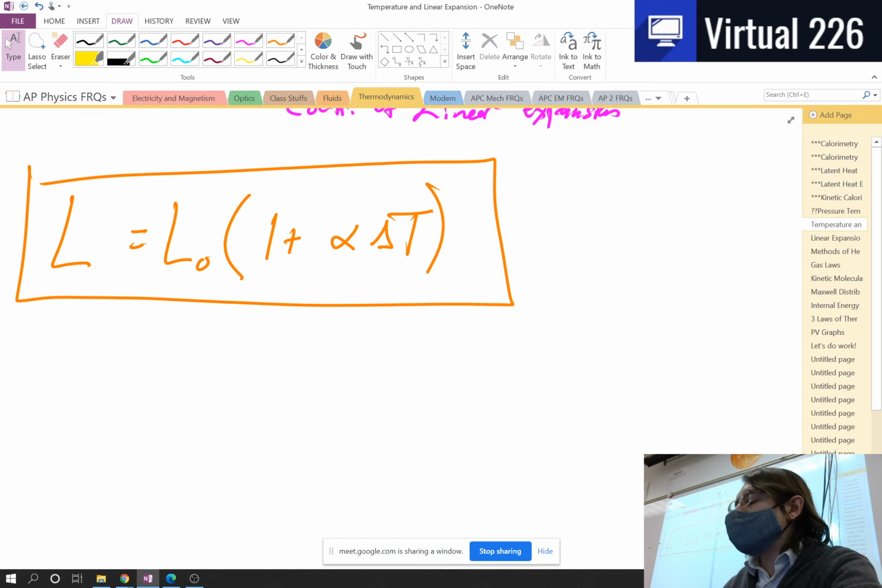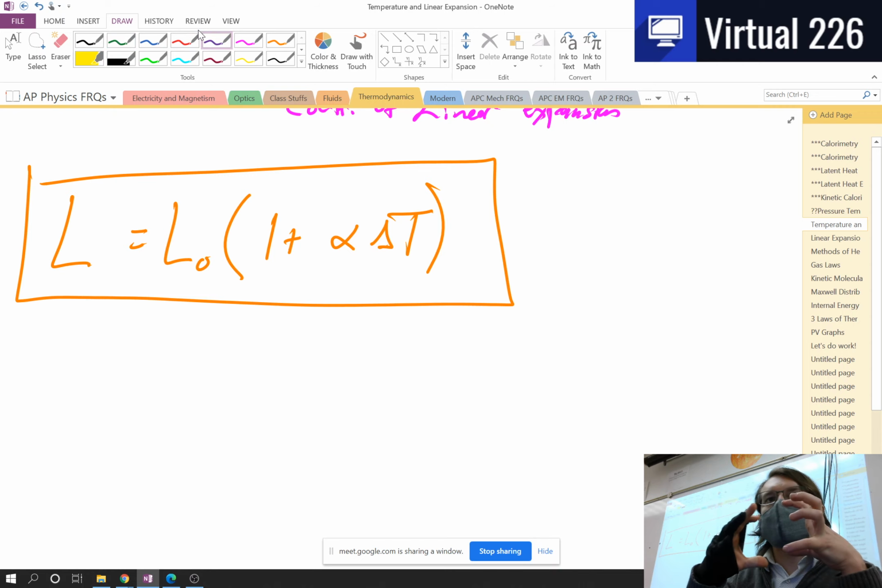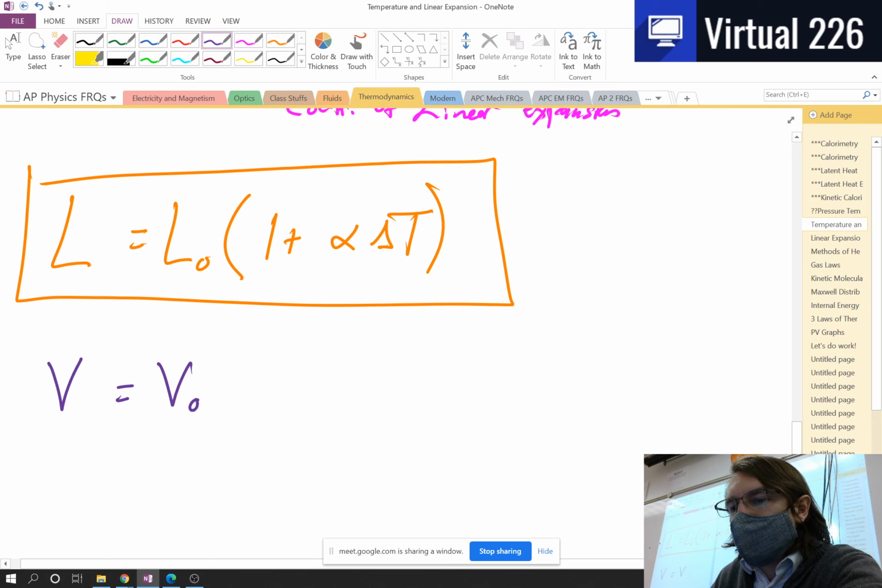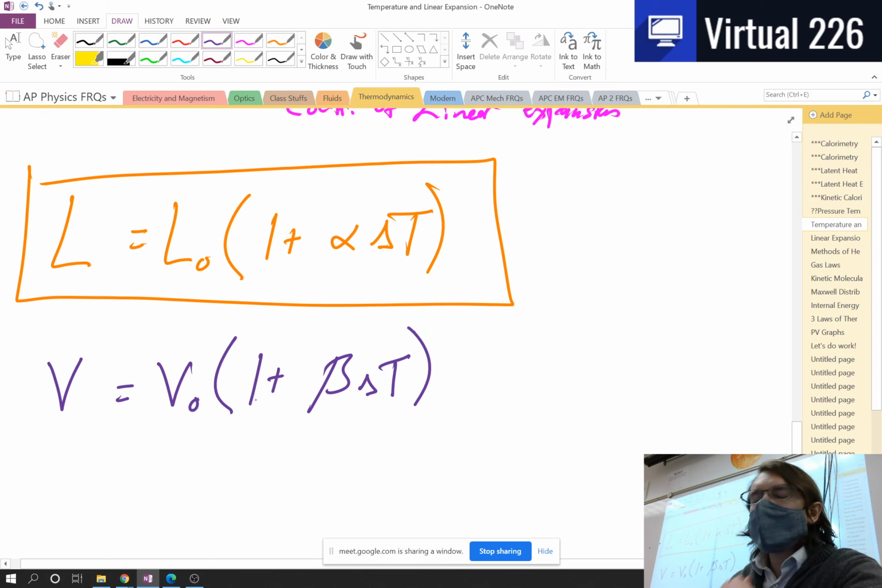Now, while this is for linear expansion, we can also do this for a volumetric expansion, for a three-dimensional object with some volume. It's an almost identical equation. It's simply that the new volume equals the original volume multiplied by 1 plus beta delta T, where this beta here is the coefficient of volumetric expansion. So it's just another coefficient that we use. It has units of 1 over Celsius or Kelvin in order for those to cancel out and our final values to be in volume.